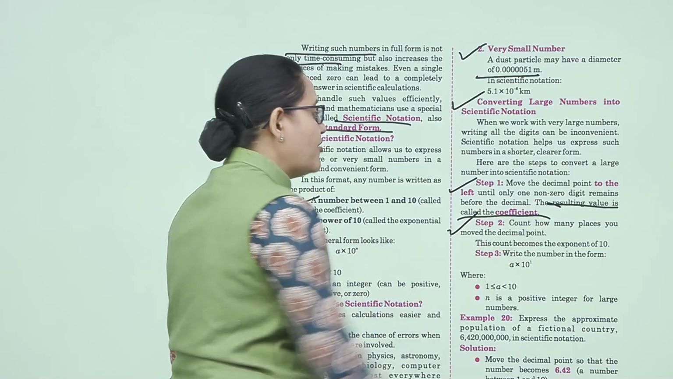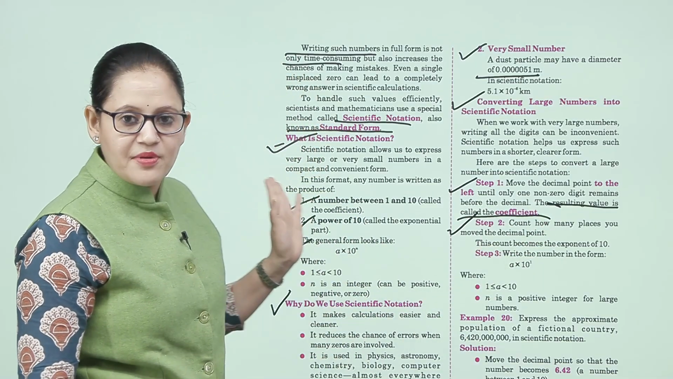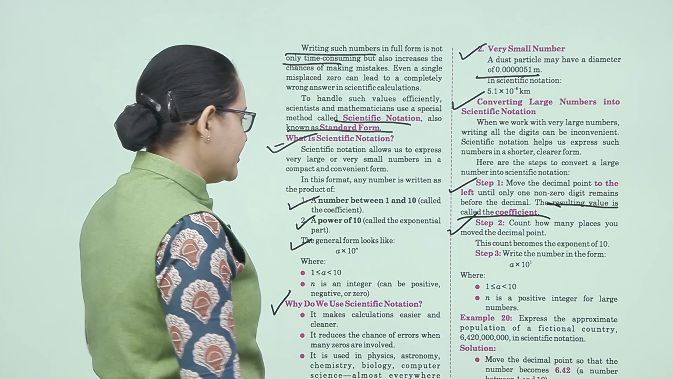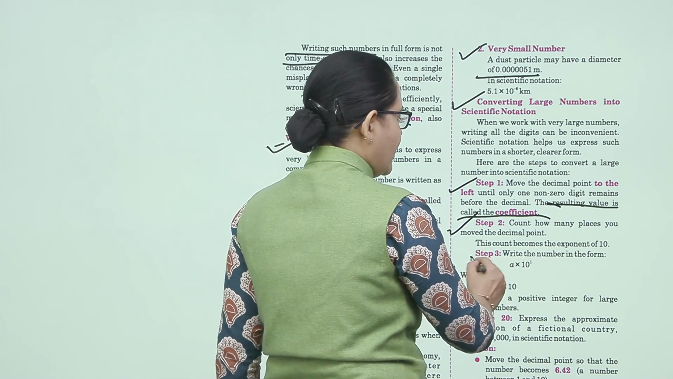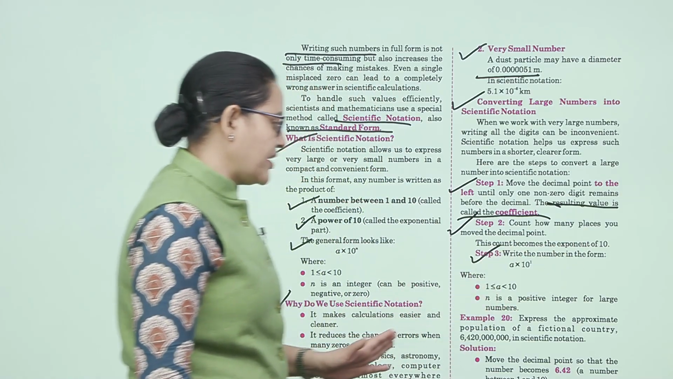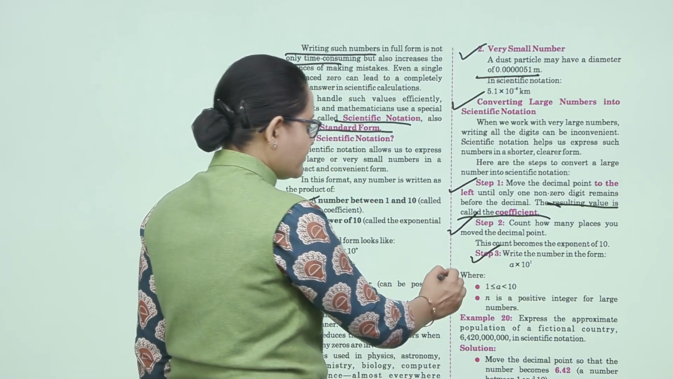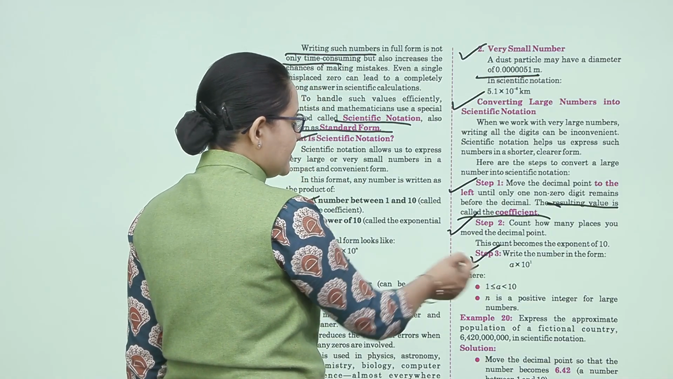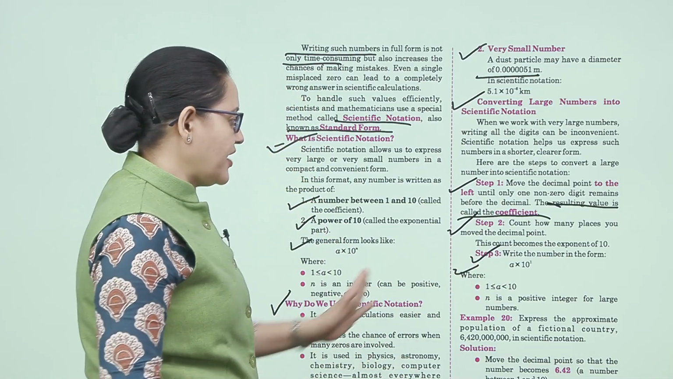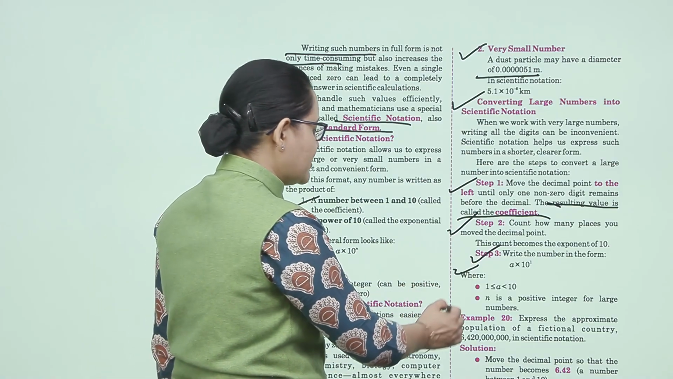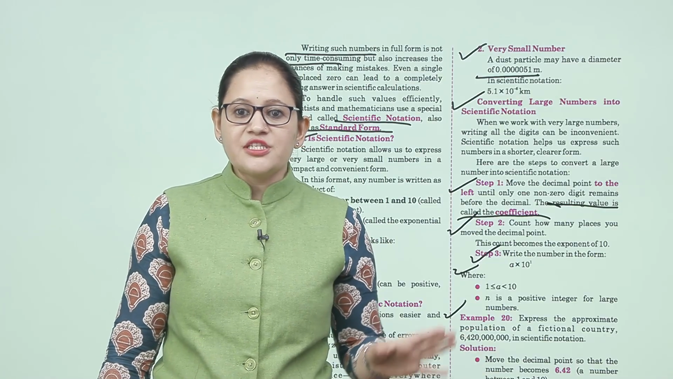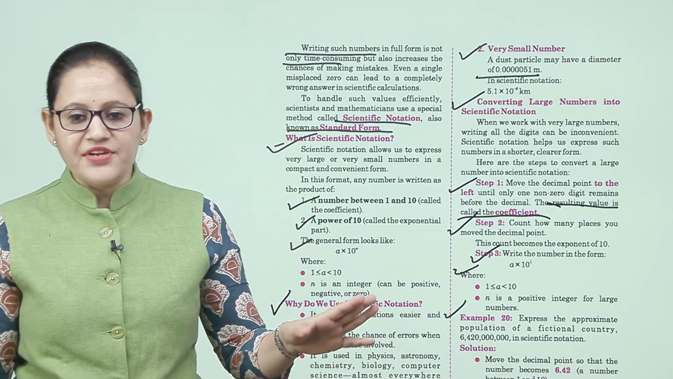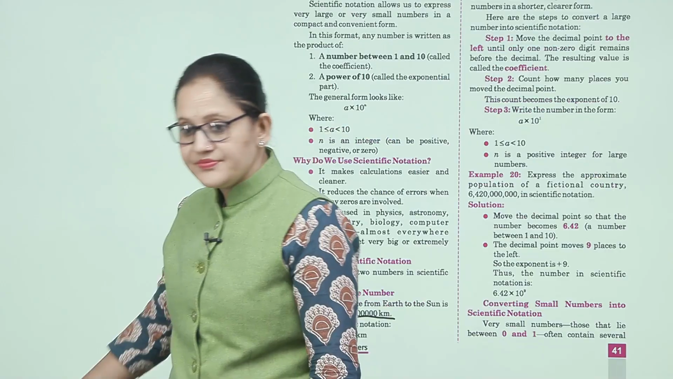Step 2: count how many places the decimal point moved. The number of places it shifted left becomes the exponent of 10. Write the number in the form a into 10 to the power n, where a is greater than or equal to 1 and less than 10, and n is a positive integer for a large number. Here we will take an example. Express the approximate population of a fictional country in scientific notation. So we have to express it in scientific notation.